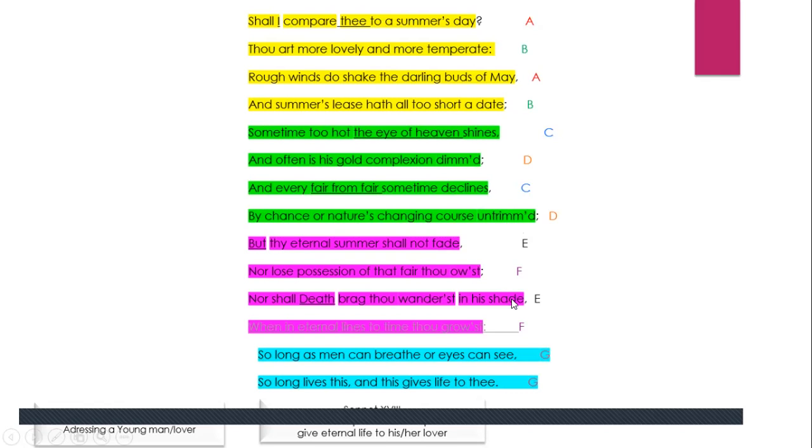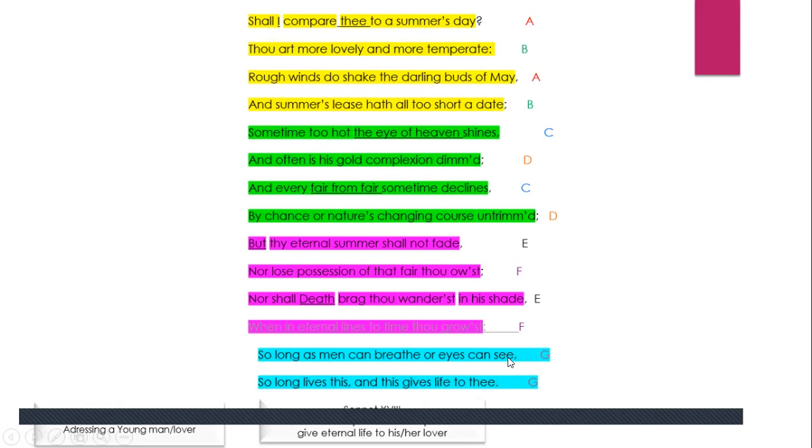Fade rhymes with shade, so they both have the E letter, and oast rhymes with grossed, so they both have the F letter. And I could go on and on. If I had another quatrain with a different rhyming pattern, I would continue with G, H, G, H, and so on. But as this is an Elizabethan sonnet, we have the final rhyming couplet, and look, C, D.